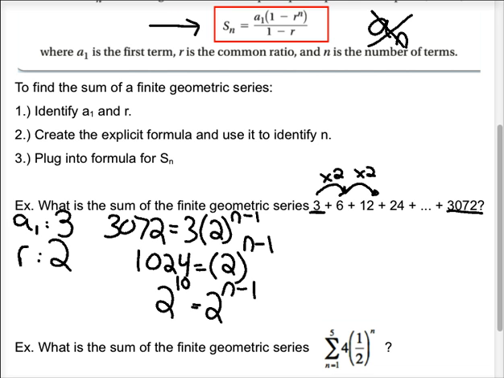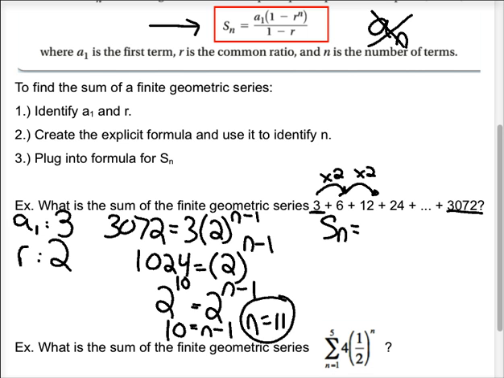All right, now here's where we're going to make a little jump. Now we're going to come back and hit this harder next chapter, but this jump, so if 2 to the 10 equals 2 to the n minus 1, then we're actually able to say that n minus 1 must equal that 10. So then really we can use that to show that n equals 11. All right, so we have our n. So now we have the 3 things that we need in order to create that sum.